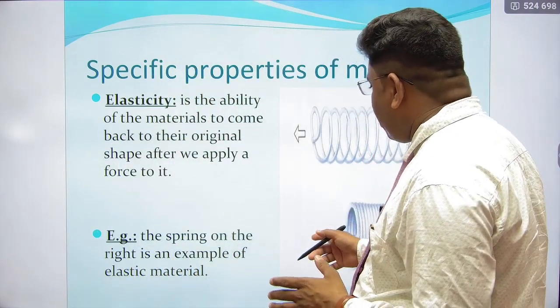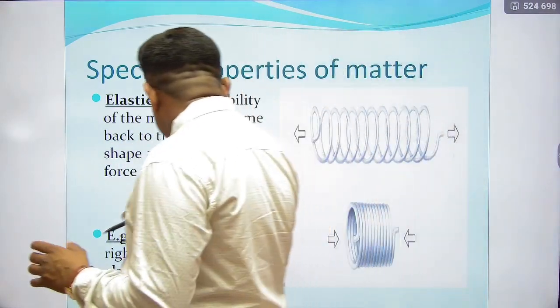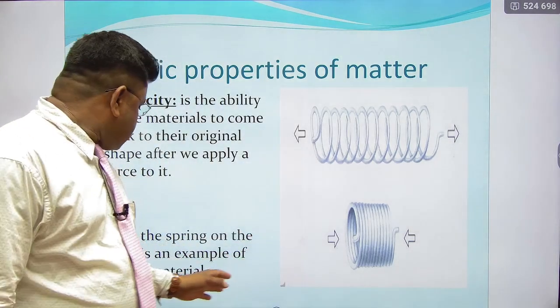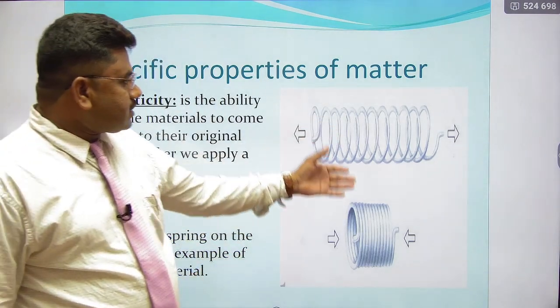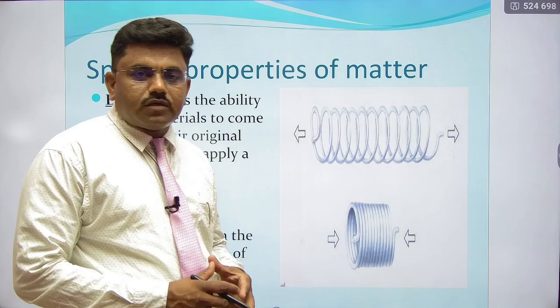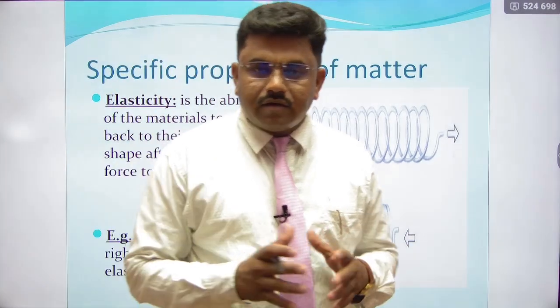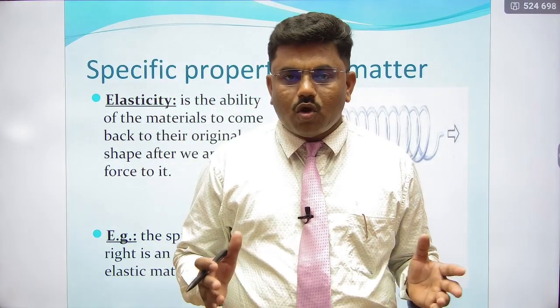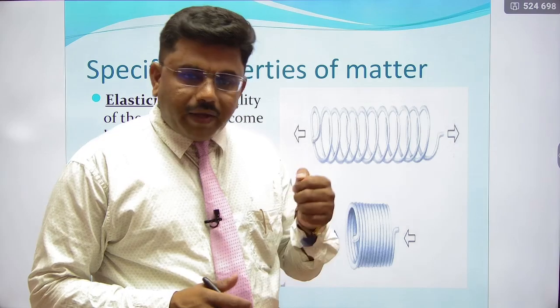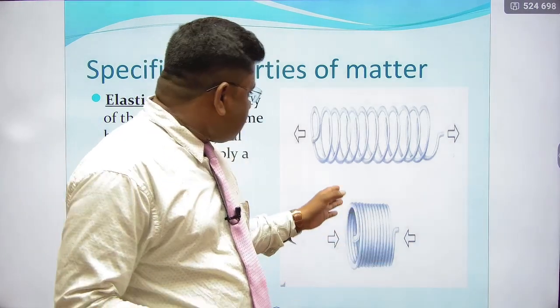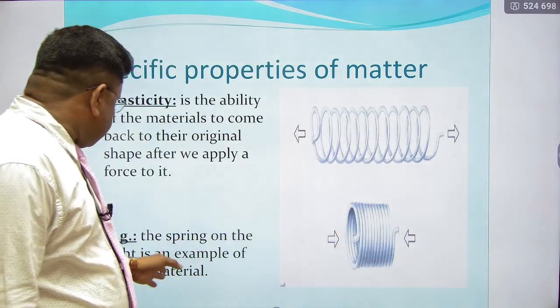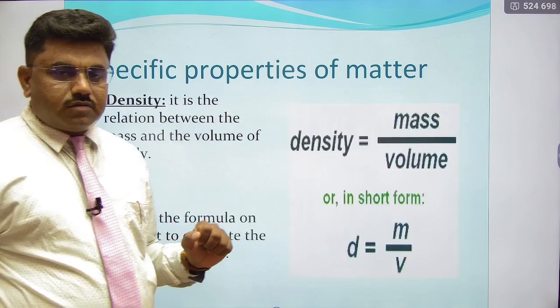For example, the spring on the right is an example of an elastic material. Here the springs are given. Such springs are used in bikes, in cars and so on. Everywhere, you know, in pens also this type of springs are used.